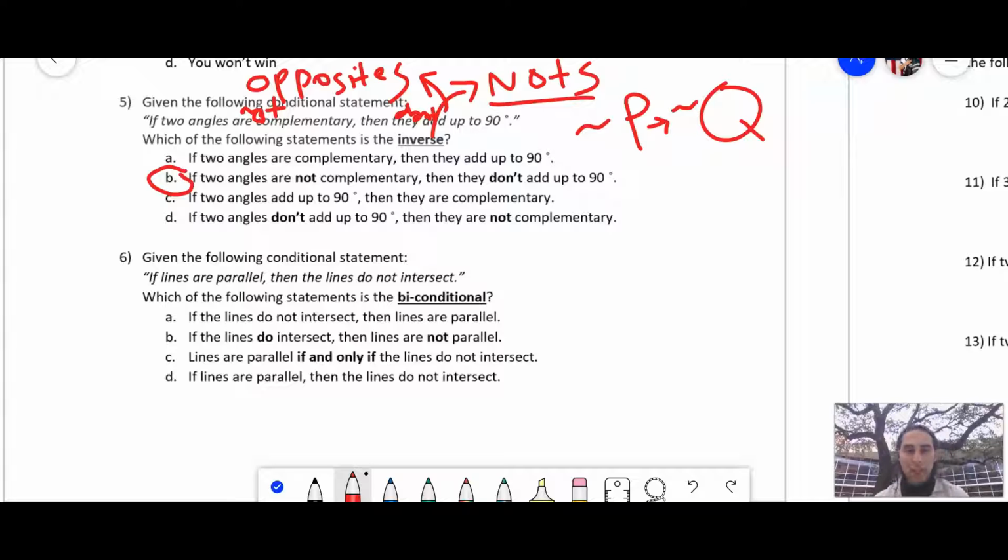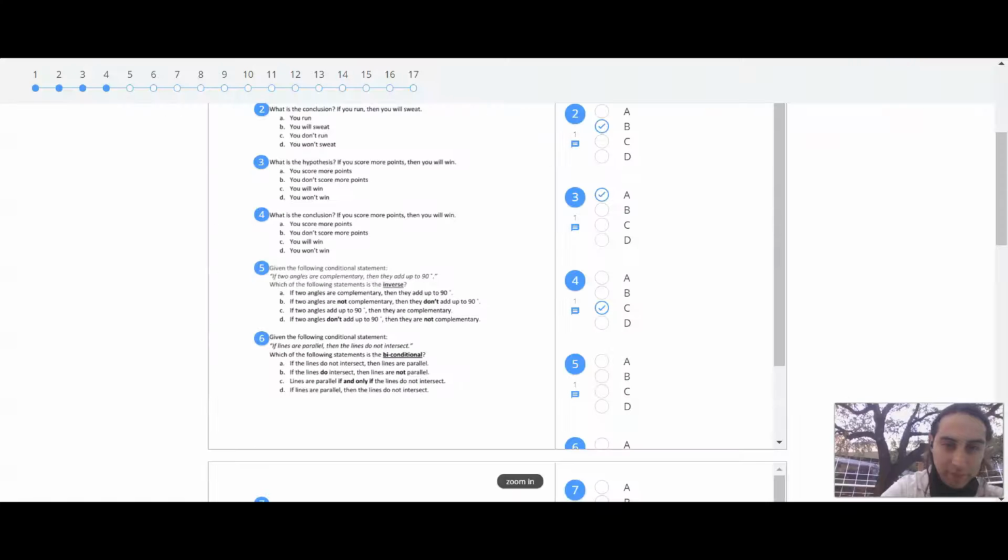Okay, so remember, inverse is the same order. It's just opposite. The hypothesis and the conclusion are both opposite. So 5 is going to be B.